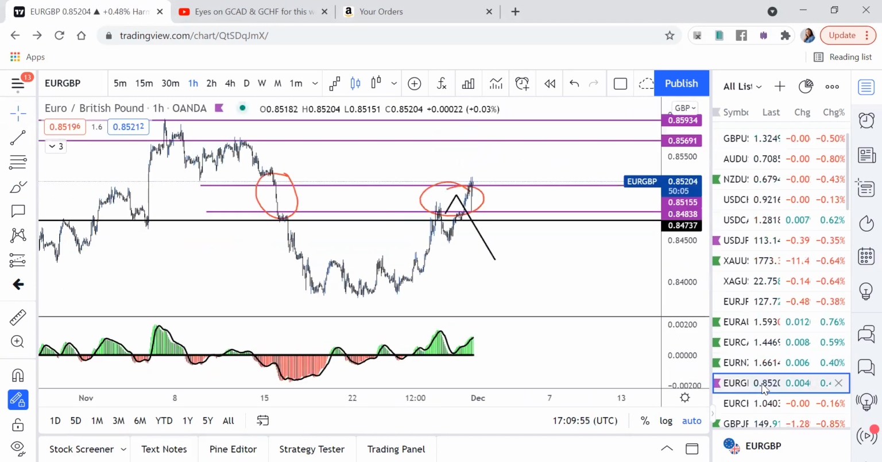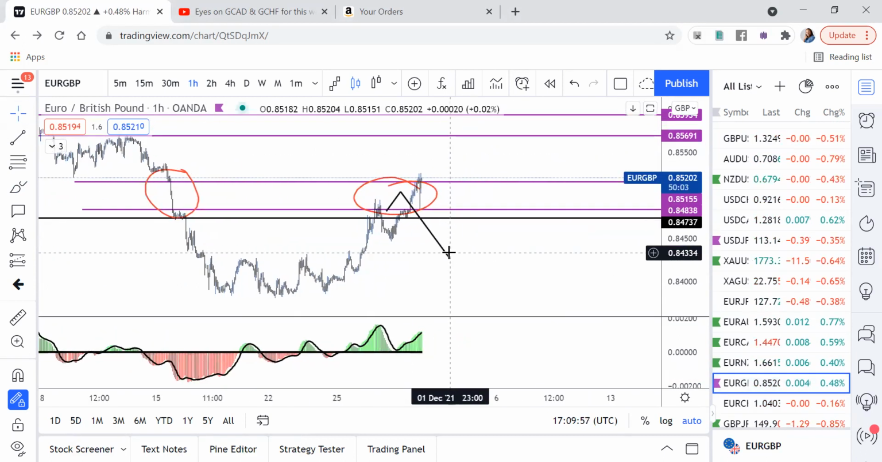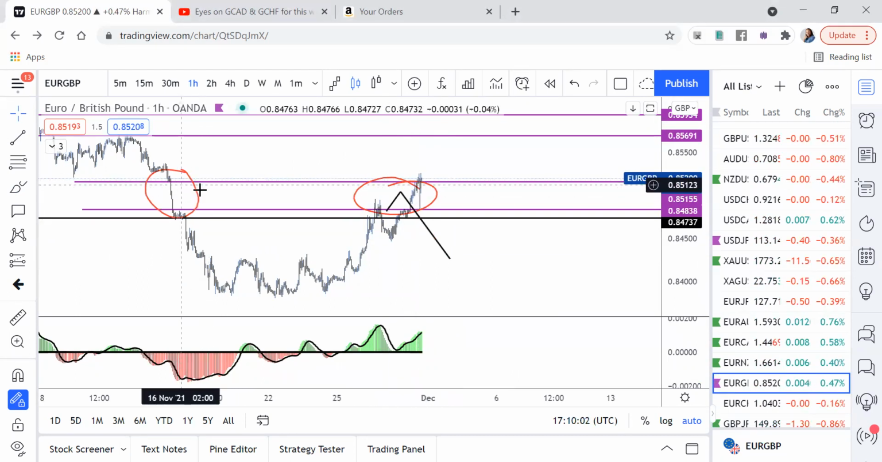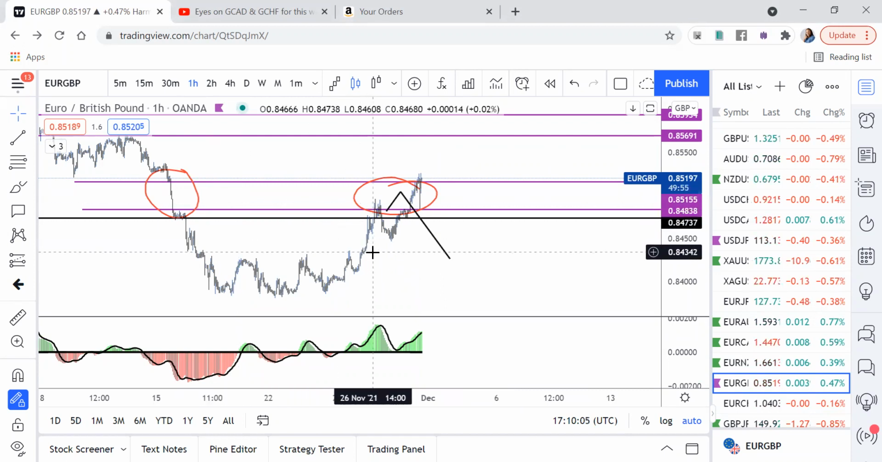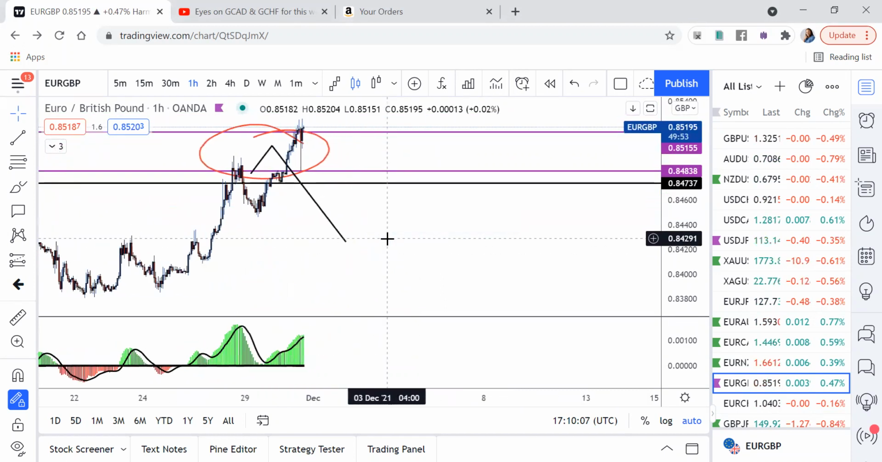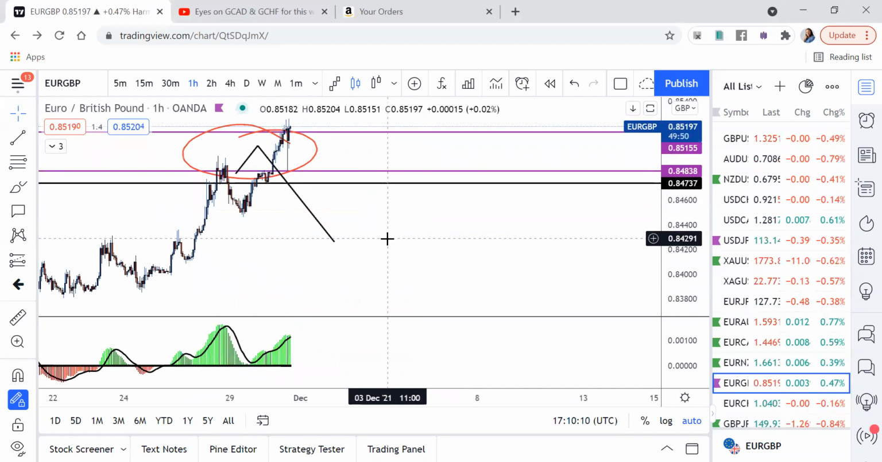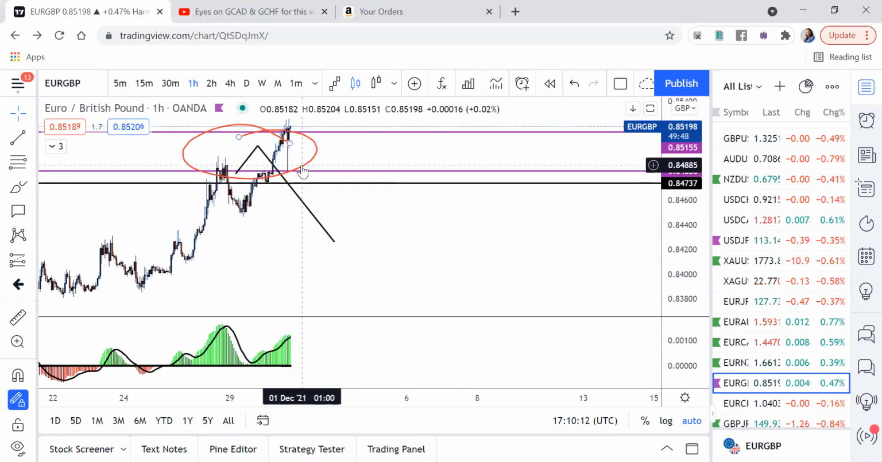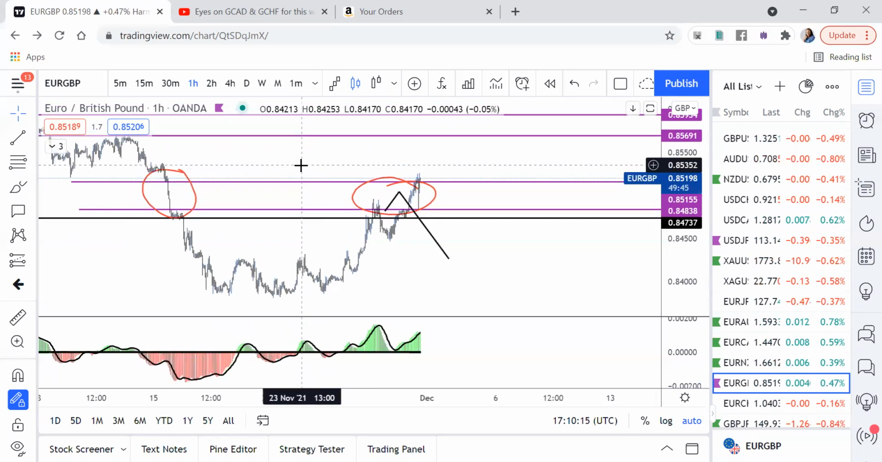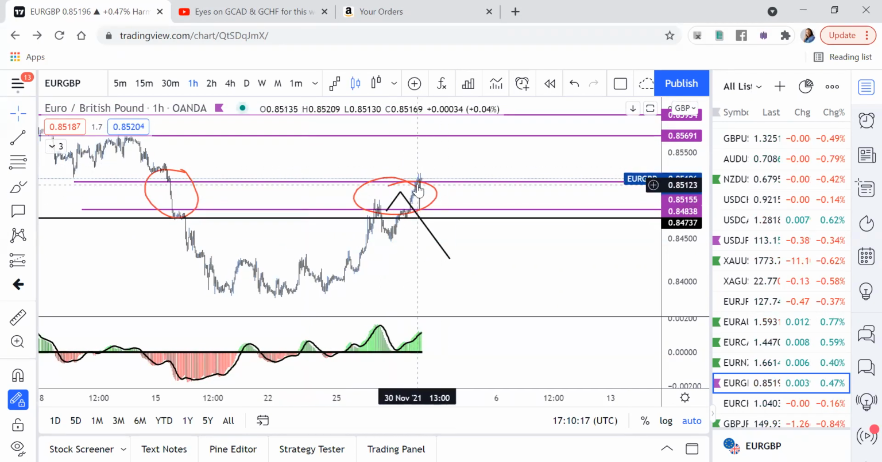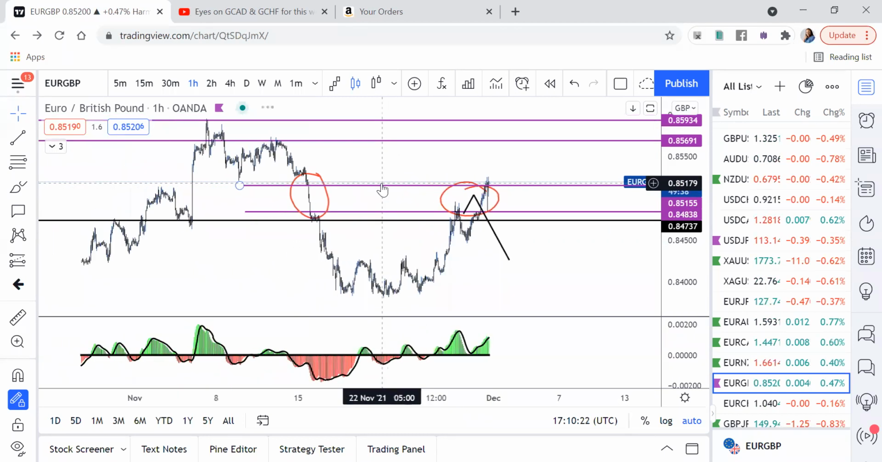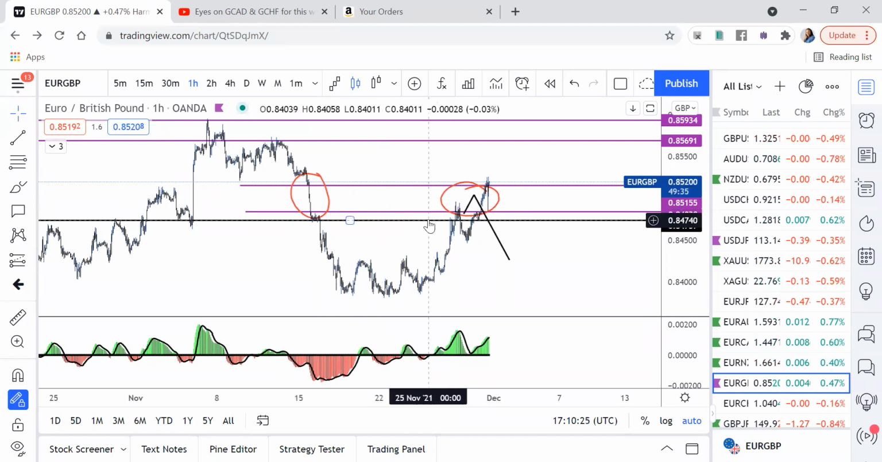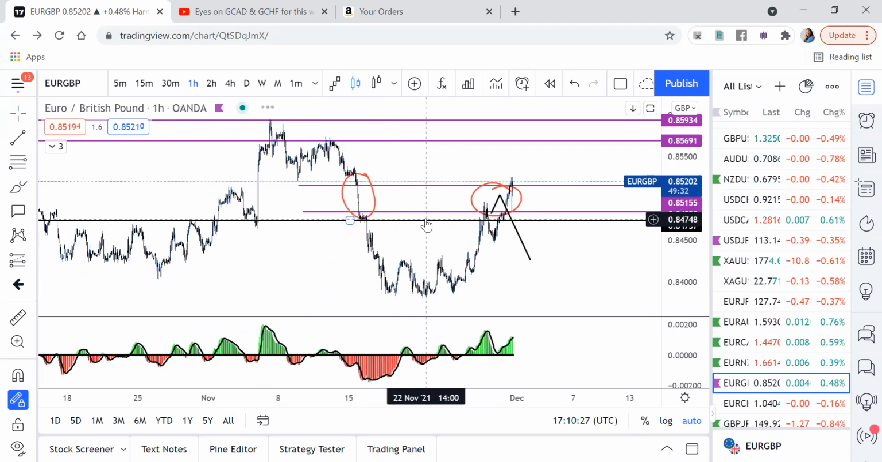Euro GBP. Now I was saying that potentially we might get a pullback at some type of entry here in this imbalance zone for a counter trend trade, but I don't know. It's looking to invalidate that. So I believe I will leave EG for now.